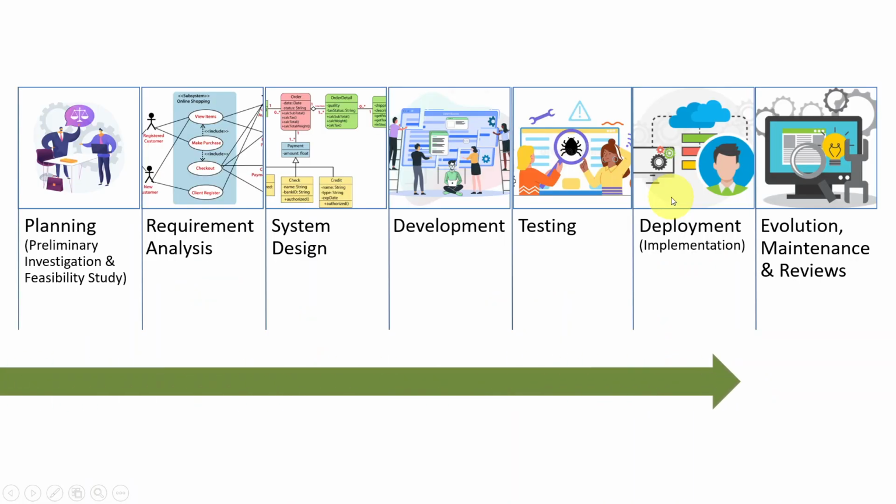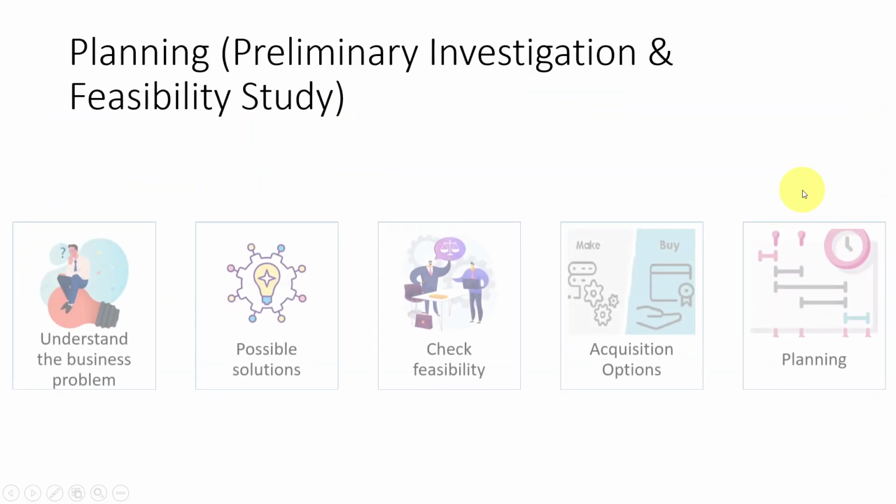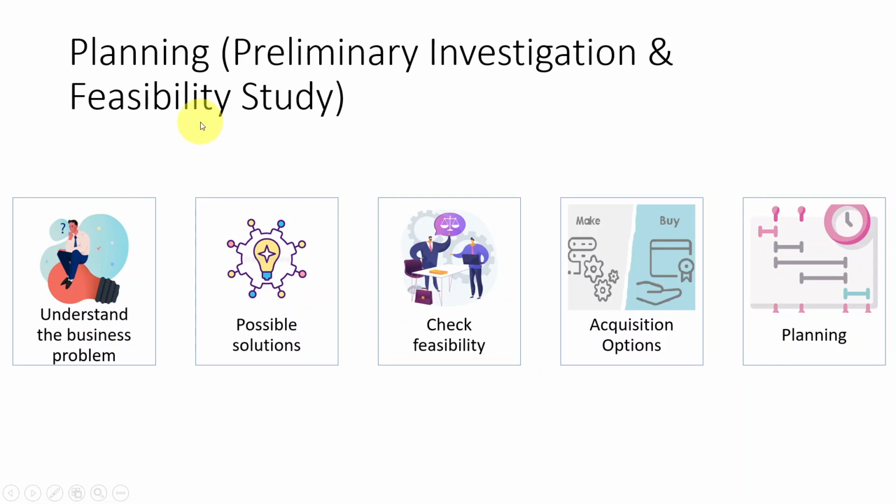Now let's look at the overview of the software development activities. We can identify 7 major tasks: the planning or the preliminary investigation, the requirement analysis, design, development, testing, deployment, and evolution and maintenance. We are going to look at each of the tasks at overview level, because in subsequent sessions we are going to look at each in more detail. So let's first look at the planning or the preliminary investigation and feasibility study tasks.